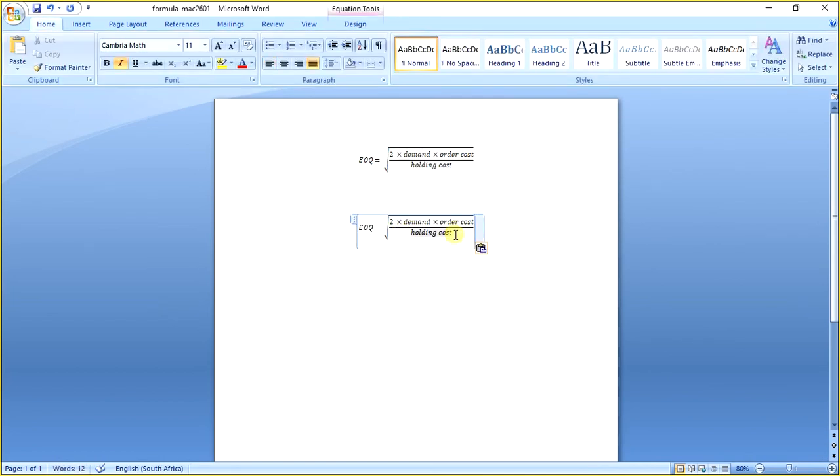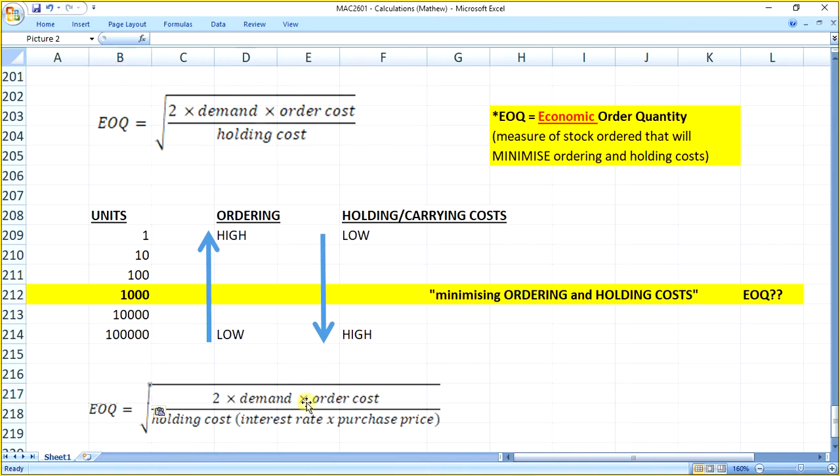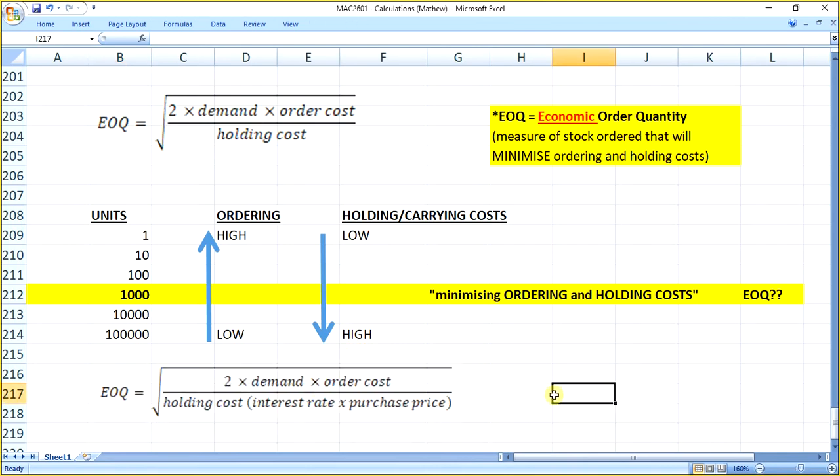The one that they've given you here also includes the interest rate multiplied by the purchase price. This is just an additional consideration that helps you to refine the EOQ calculation a little bit more, so you've got a more accurate measure of EOQ. And that's the formula that you'll see on page 70.